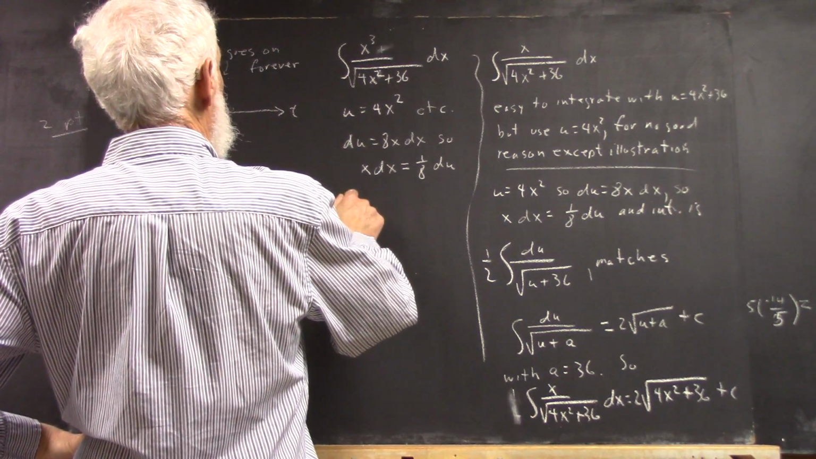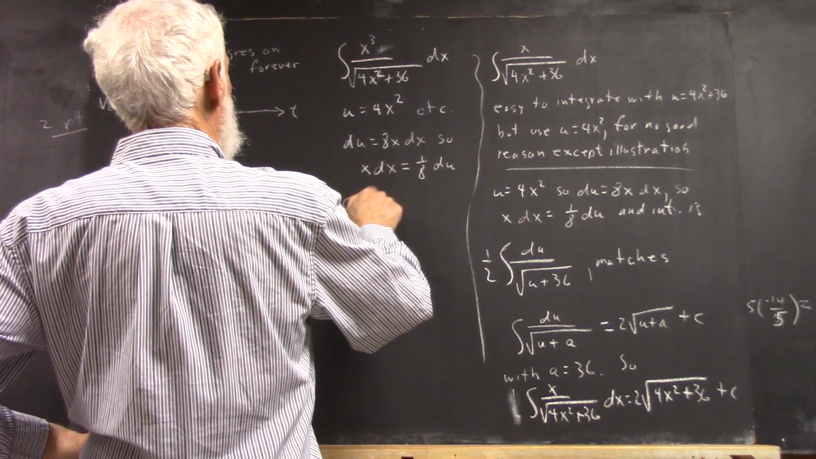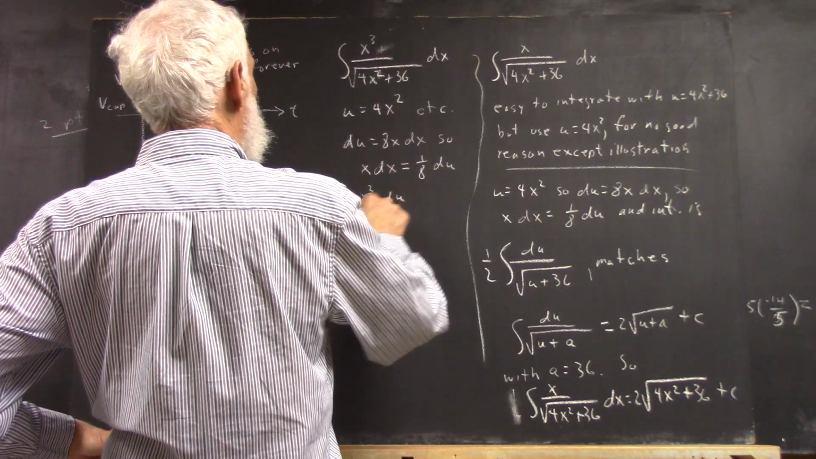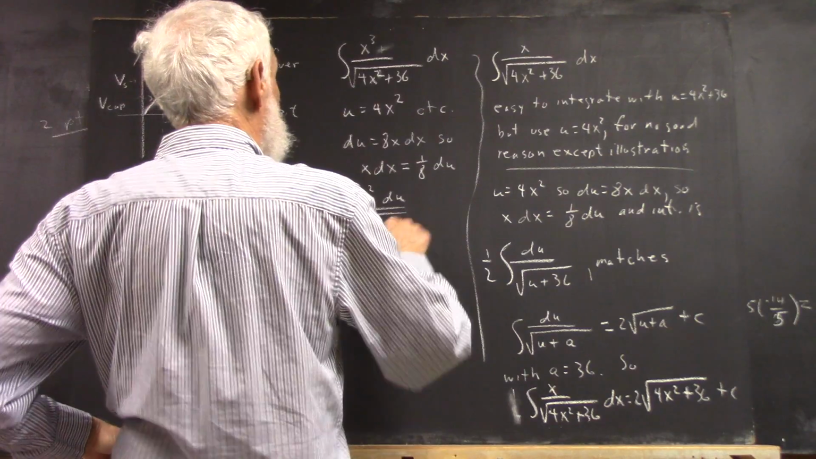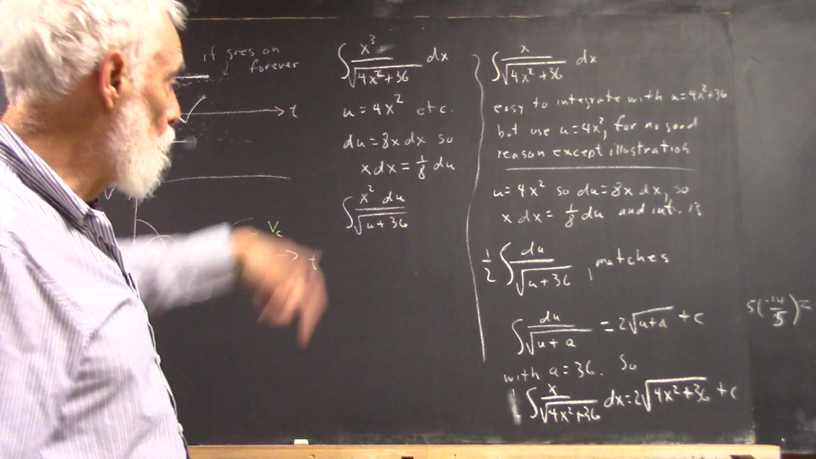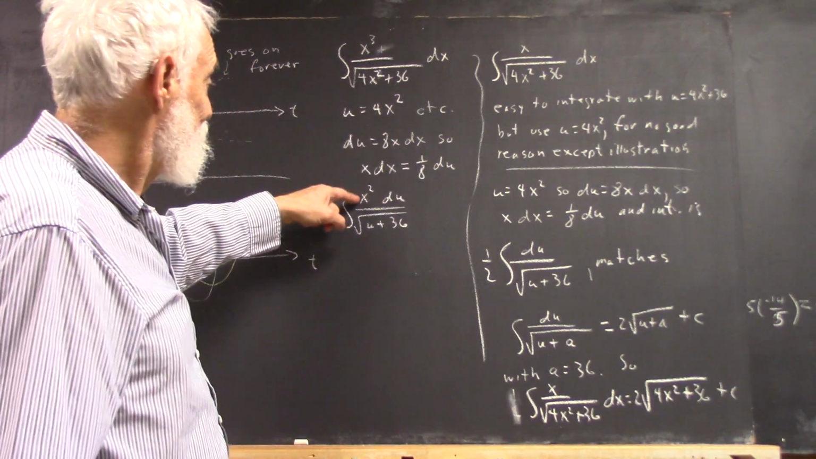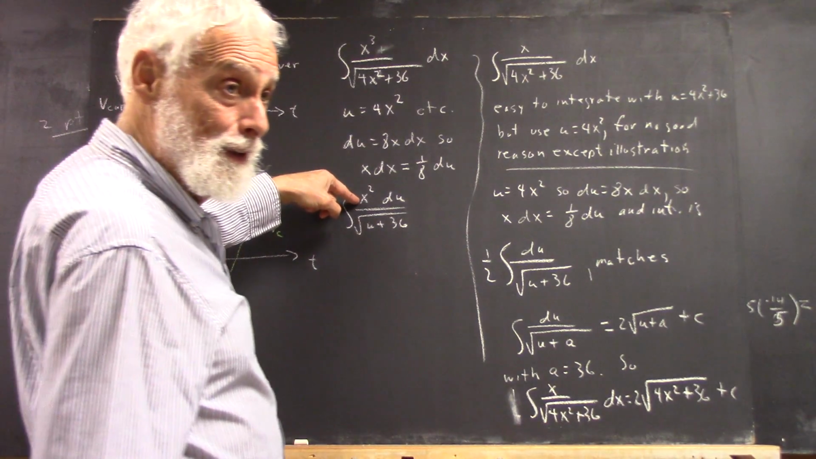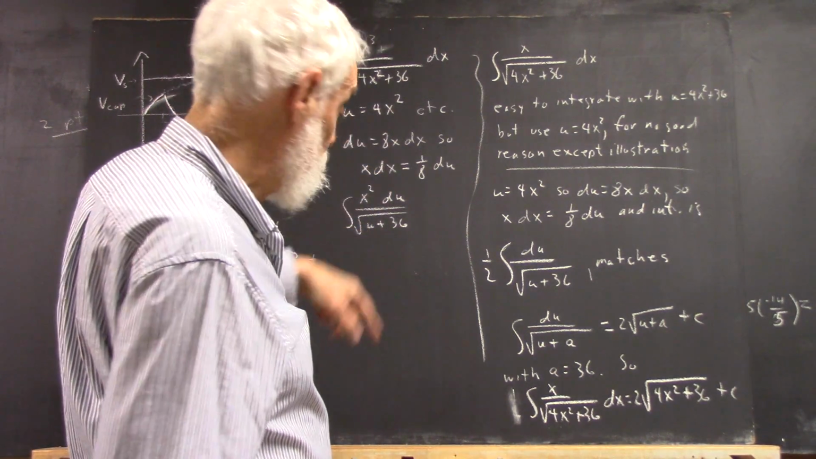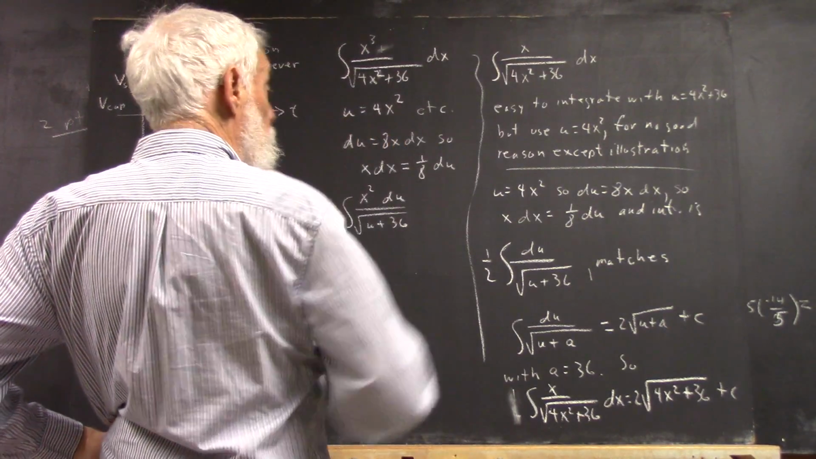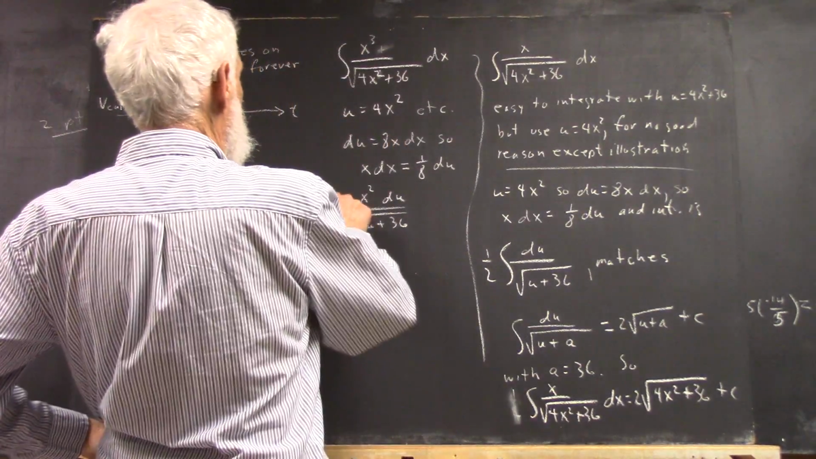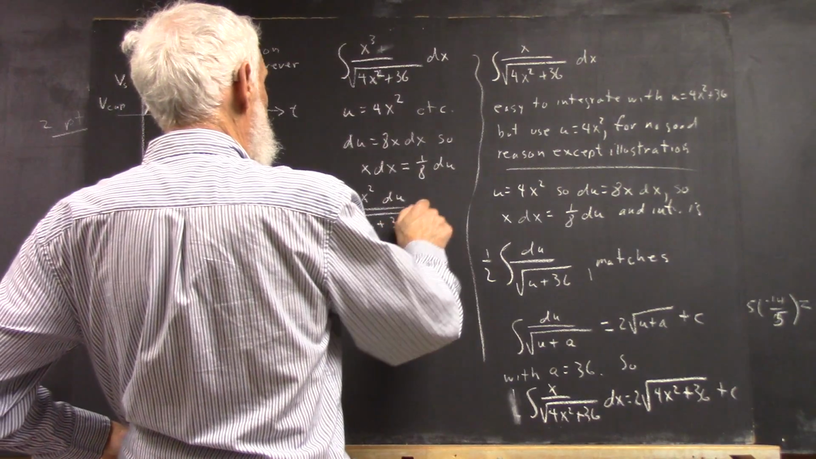So you get the integral of x squared times du over the square root of u plus 36. Well, you have to have just one variable in your integrand, okay? x is a variable, right? But x squared is just going to be 1/4 of u, right? Of course, you got the 1/8, okay?